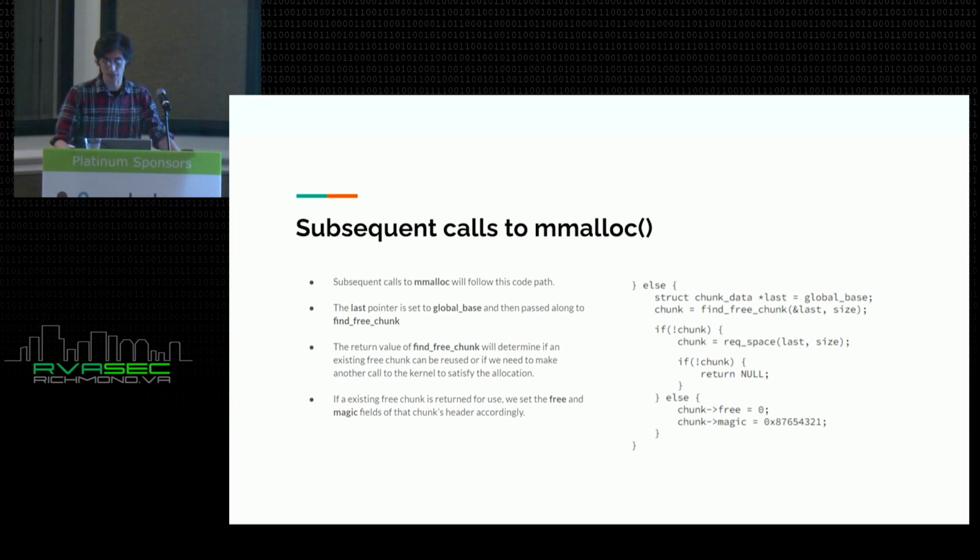And then we look at the return value of find free chunk, and if it's null, pretty much the same sequence that we went through the last time, where we make a call to rec space. It's going to go out, it's going to increase the program break and allocate more memory to our process. If it returns a non-null value, then we go ahead and we set that free field to 0. We adjust our magic field just to provide an identifier for that, and we return that chunk.